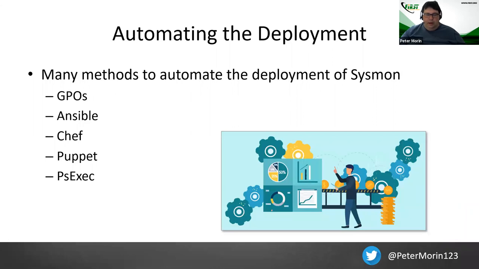When you want to automate the deployment, and I know there was a question about this earlier, there are so many ways to do it. You could do the manual thing like I showed you. You can do it over the network manually, but you can also use tools like Ansible, Chef, Puppet. You can even use PSExec and write PowerShell scripts if you want. Or a lot of people typically use GPOs to do this.